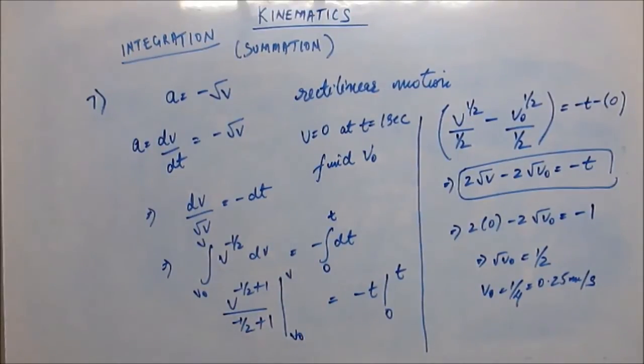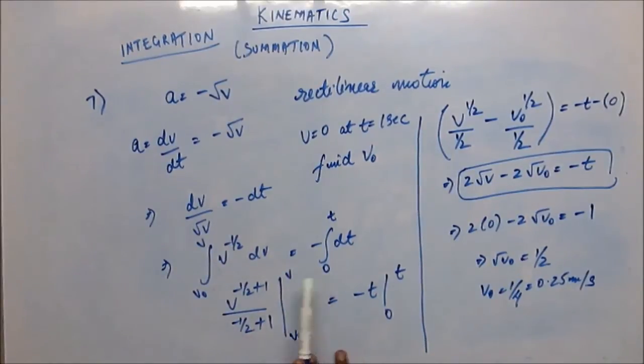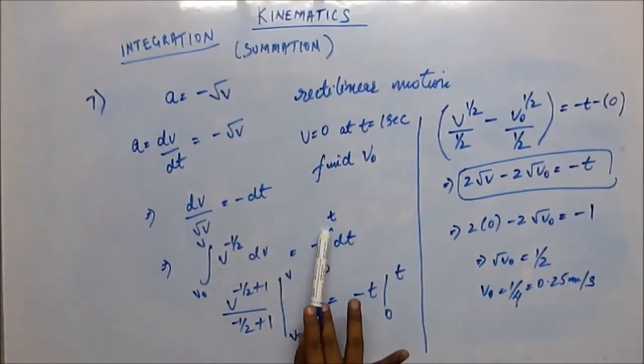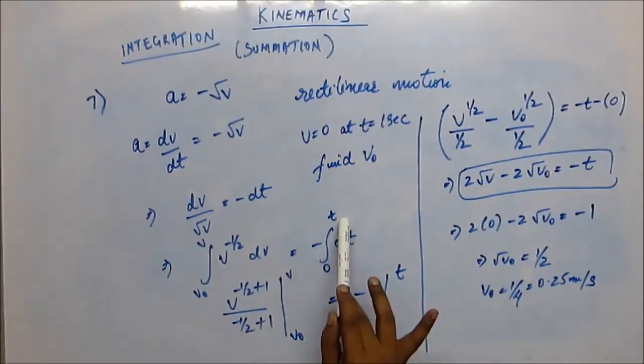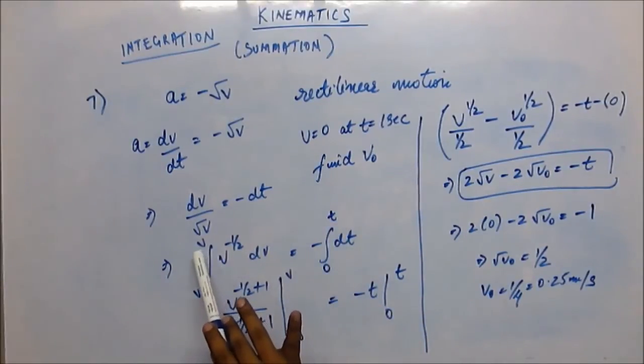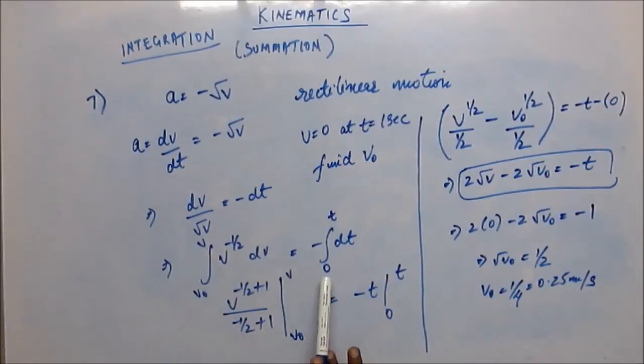I'll just repeat it once again. We put the limit correspondingly, as at t is equal to 0, what is the velocity, and at t is equal to t, what is the velocity. At t is equal to 0, the velocity is the initial velocity, and at any given time t, which will be variable, we'll have velocity v, which again will be variable. But at t is equal to 0, the velocity will be constant, and both variable and constant will be put in the function one by one. First the upper limit minus the lower limit. That's how we do.